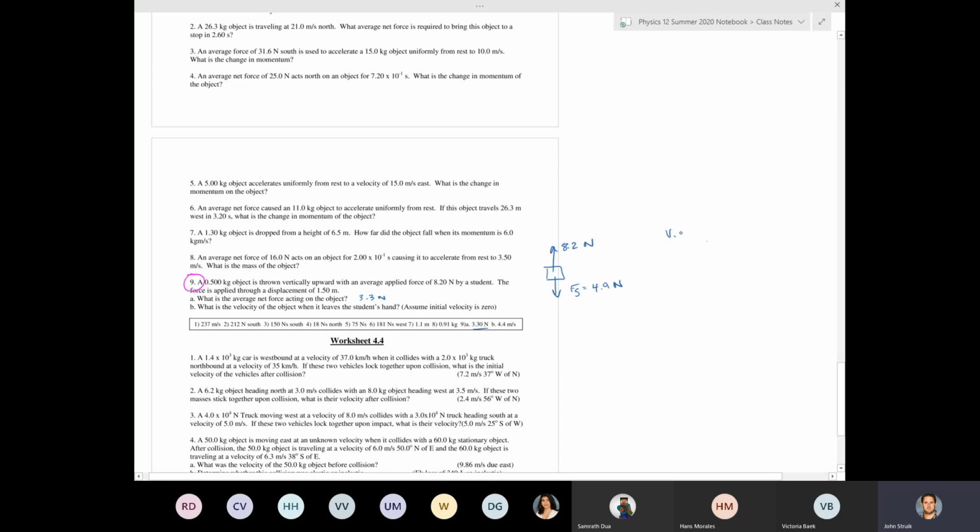So vi is 0, d is 1.5 meters. If the F net is ma, then 3.3 equals 0.5a. So a is 6.6. And then we can find our t. So we're going to use d equals vit plus 1/2 at squared. This is 0. 1.5 equals 1/2 times a, so 3.3 t squared.